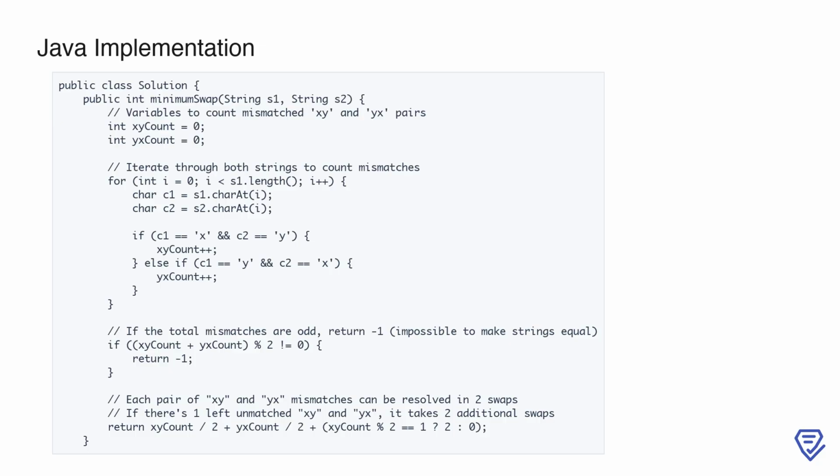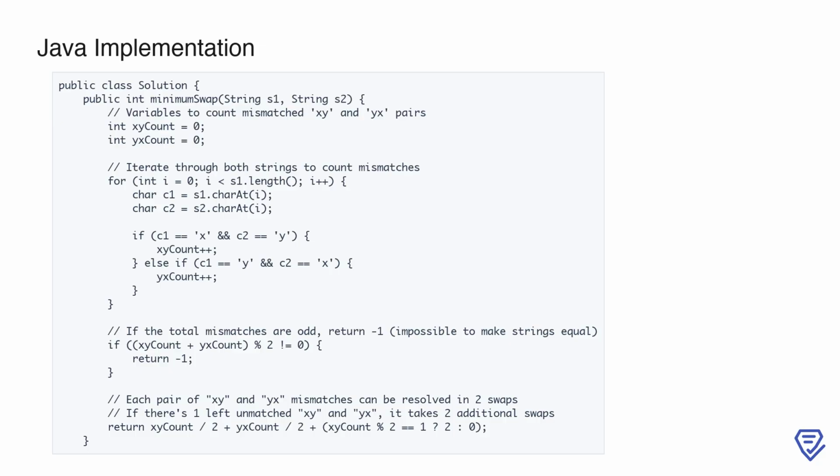First, we initialize two variables, XYCount and YXCount, to 0. These will keep track of the mismatched character pairs, XY and YX, respectively. Next, we loop through the strings character by character using a for loop. At each index, we compare the characters from S1 and S2. If we encounter an X in S1 and a Y in S2, we increment XYCount. Similarly, if there's a Y in S1 and an X in S2, we increment YXCount. This allows us to count the total number of mismatched pairs.